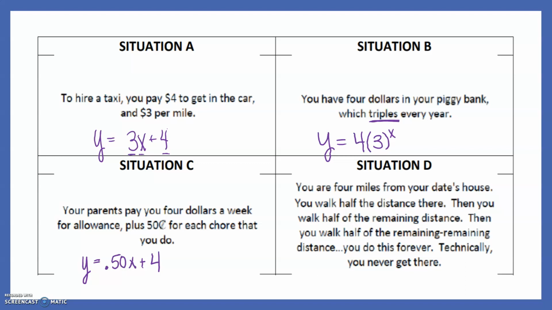So, since it says technically you never get there, that should remind you of an exponential function. Because remember, in exponential functions, we have asymptotes that we are approaching, but we'll never get there. And then the key word that we see here over and over again is half. So we'll start with our initial distance, which is 4 miles, and then we walk half the distance every time.